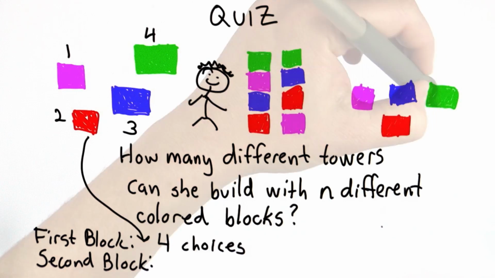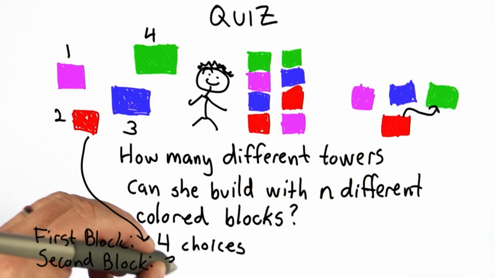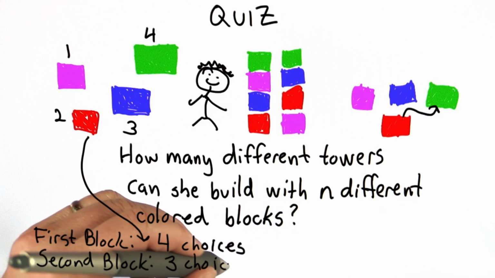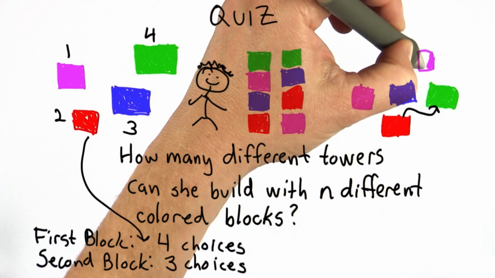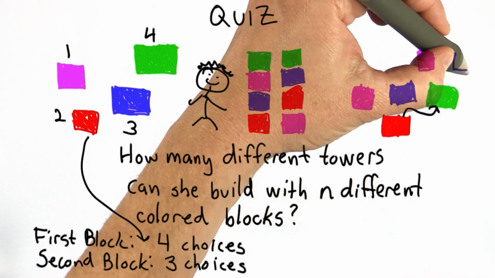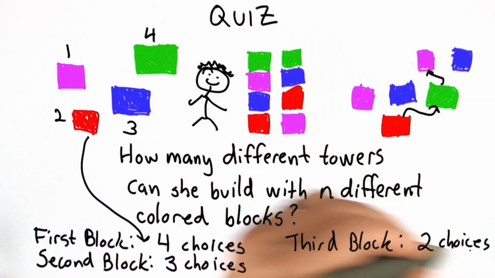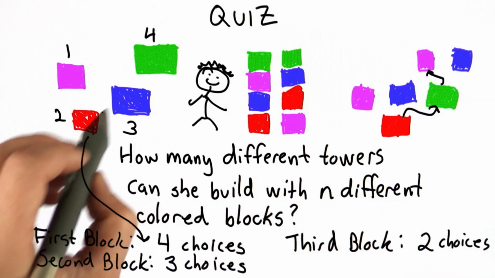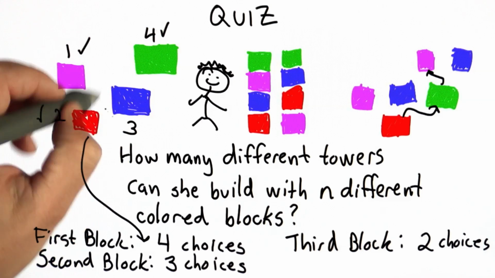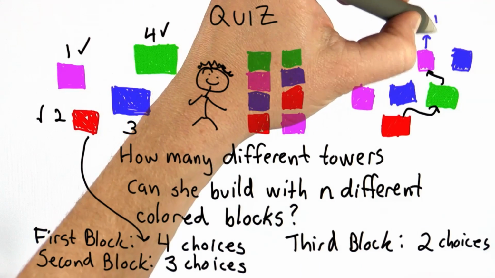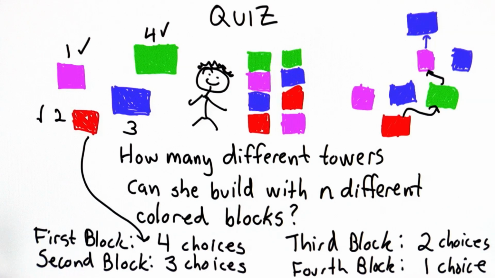So she's going to have the red block and then the green block. She had 3 choices for the second block. But now that she's chosen the red and the green, she only has 2 choices left for the third block. She can either use the purple one or the blue one. Those are the only 2 that are left. Let's say she uses the purple one. Now for the final block, she's used the red one, the green one, and the purple one. The only one that's left is the blue one. So she has no choice but to use the blue block. That means for the 4th block, there was only 1 choice.